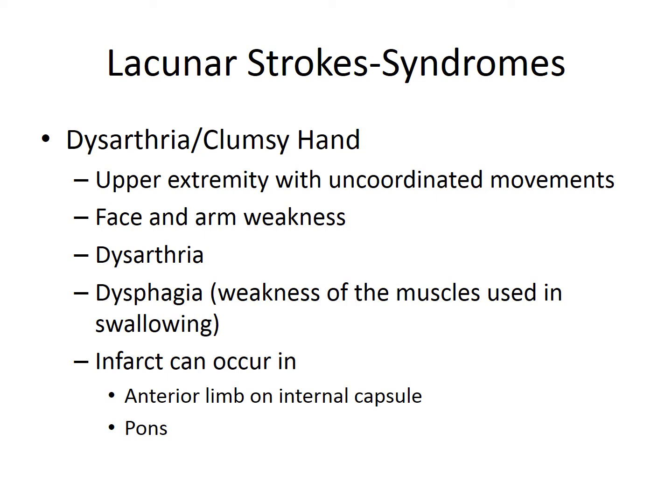Face and arm might be weak. You might see some dysarthria, some dysphagia, which is weakness of the muscles used in swallowing. So speech therapy is most likely going to be involved as well. And these infarcts would be happening in the anterior limb of the internal capsule or the pons.